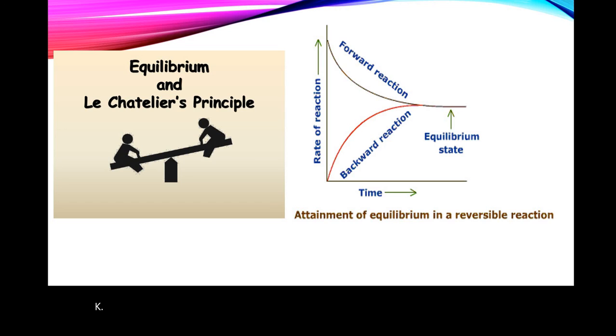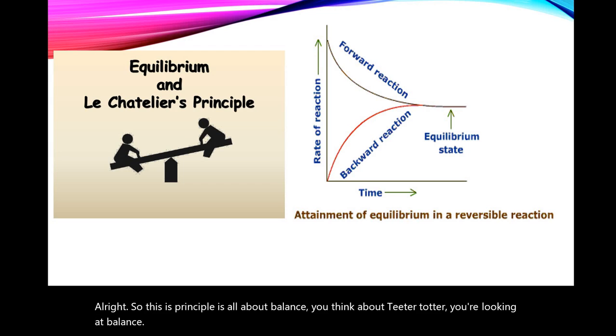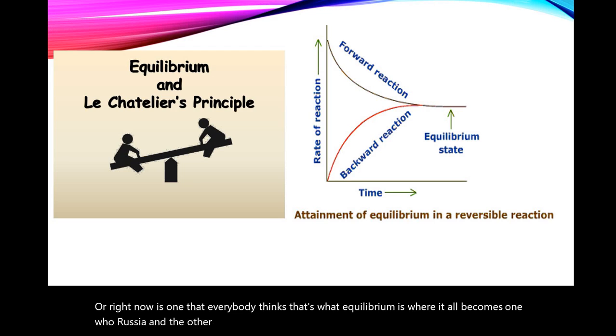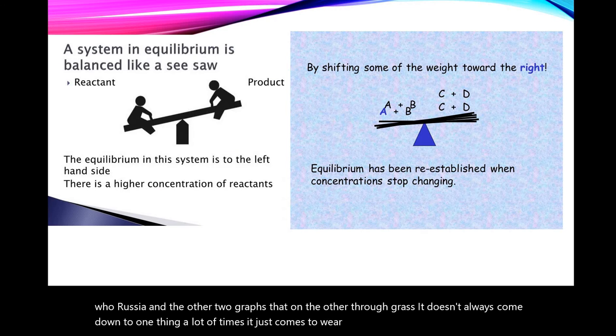All right, so this is Le Chatelier's principle. Le Chatelier is all about balance. If you think about a teeter-totter, you're looking at balance. The graph on the board right now is one that everybody thinks is what equilibrium is, where it all becomes one. Remember I showed you in the other graphs that it doesn't always come down to one thing. A lot of times it just comes to where it's not changing.